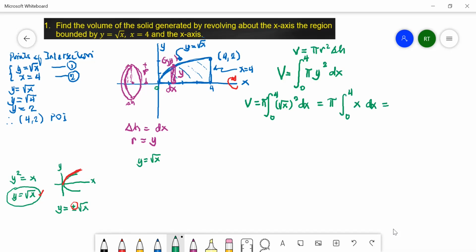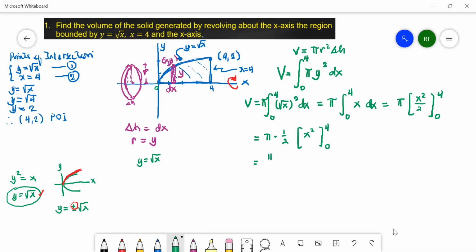evaluate the integral of x dx, so that the volume is equal to pi times the integral of x dx, which is x squared over 2. And we have to evaluate this from the lower limit 0 to the upper limit 4. But before we do that, let us factor out 1/2. So that volume will give us pi times 1/2. And we will evaluate x squared from the lower limit 0 to the upper limit 4.